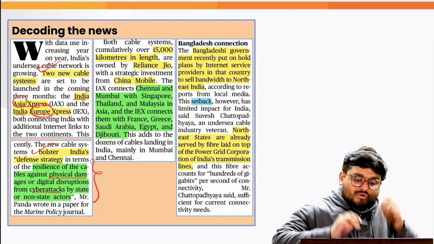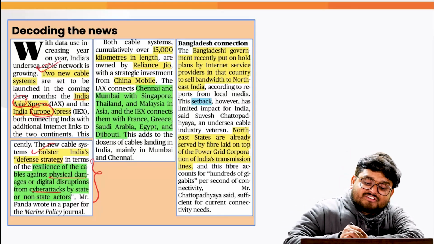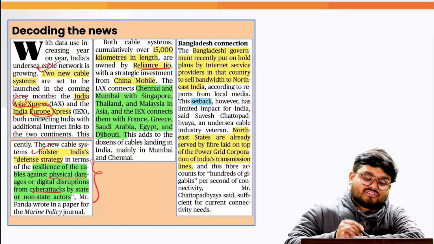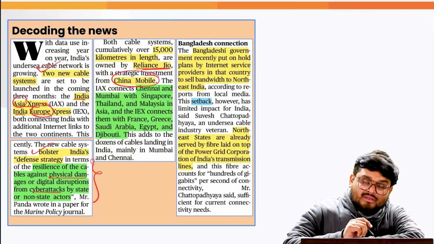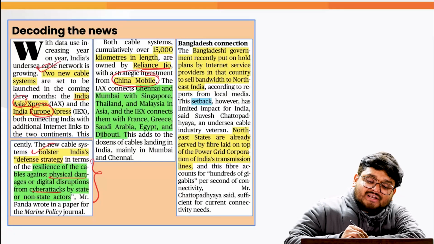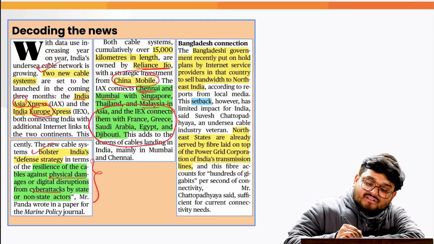Correct? So here, these cables will be 15,000 kilometers in length, where Reliance Jio and a Chinese investor, China Mobile, will be investing, where the connections will be made between Chennai, Mumbai, and Singapore, Thailand and Malaysia in Asia. And with reference to Europe, it will be connecting with France, Greece, Saudi Arabia, Egypt and Djibouti.